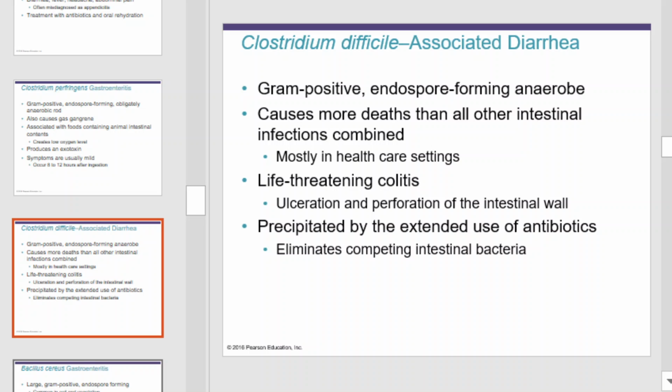Clostridium difficile associated diarrhea is caused by an organism that is a gram-positive, endospore-forming anaerobe. Clostridium difficile causes more deaths than all other intestinal infections combined, mostly in a healthcare setting. It causes life-threatening colitis, ulceration, and perforation of the intestinal wall. It's precipitated by the extended use of antibiotics, which eliminates competing intestinal bacteria.